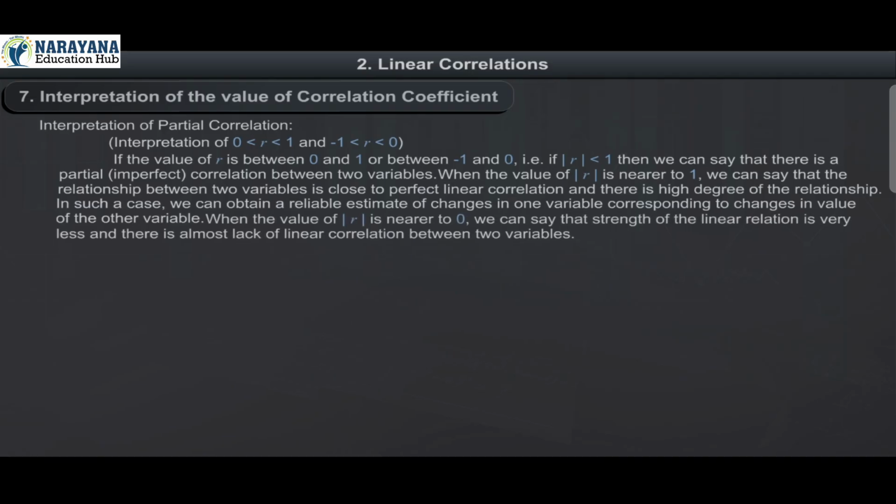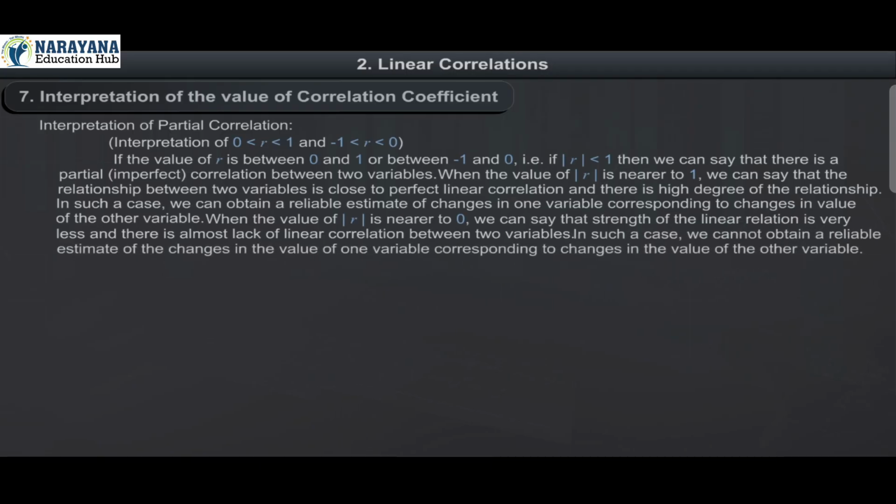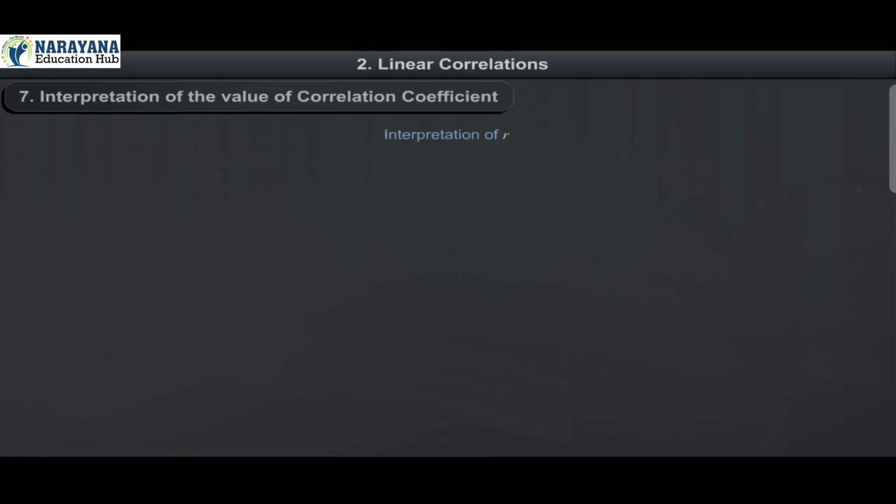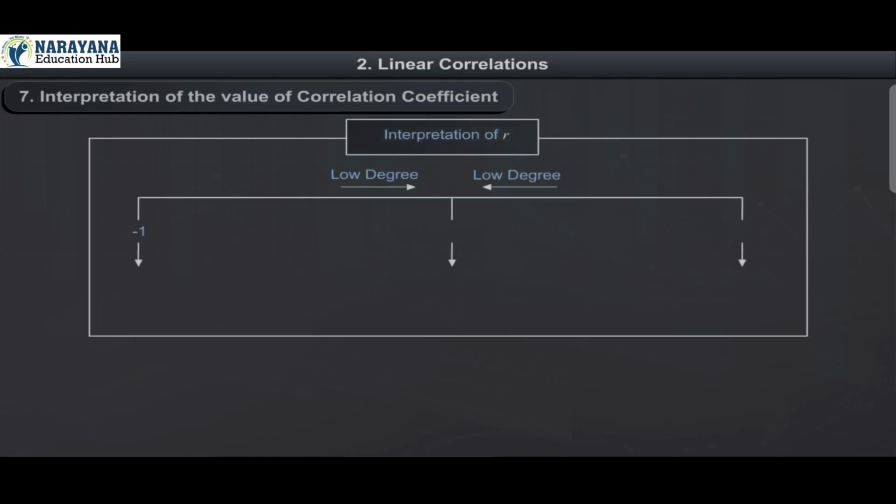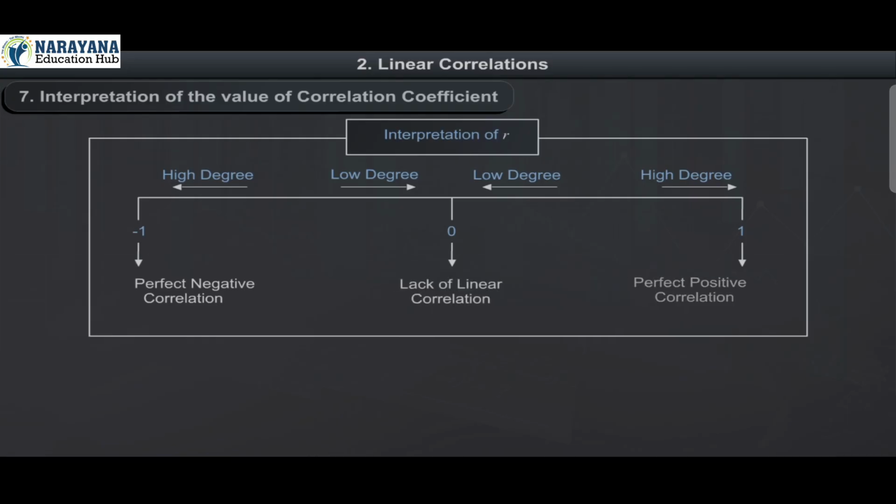When the value of modulus R is nearer to 0, we can say that strength of the linear relation is very less and there is almost lack of linear correlation between two variables. In such a case, we cannot obtain a reliable estimate of the changes in the value of one variable corresponding to changes in the value of the other variable. Interpretation of R: -1, perfect negative correlation; 0, lack of linear correlation; 1, perfect positive correlation; low degree near 0, high degree near 1.